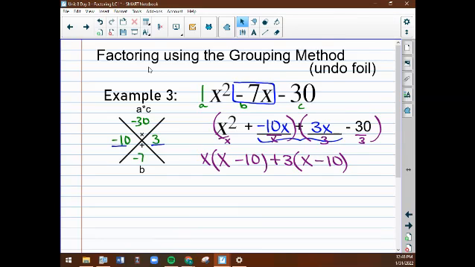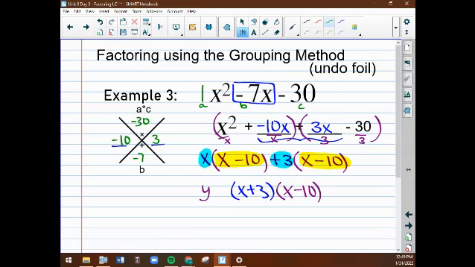Okay, now we are almost done. I want you to notice that this and this, those are the same. Those should always be the same if you are factoring by grouping correctly. So that's one way to check at this point. Now we're going to take this x plus 3, and that becomes our first factor. Then I take x minus 10, and that becomes our next factor. And that is factored form.